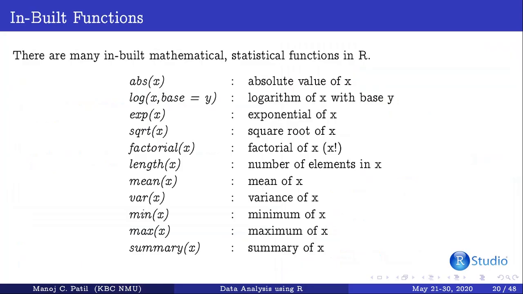In R, we have inbuilt functions. There are many inbuilt mathematical and statistical functions available in R. To find the absolute value of some number, we have the abs command. To find the logarithm of x with the base value as 10 or e or 2, we have the log function. To find the exponential of any term, we have exp. To find the square root of x, we have sqrt. To find the factorial of x, we have the factorial command.